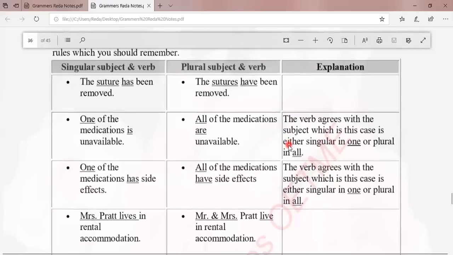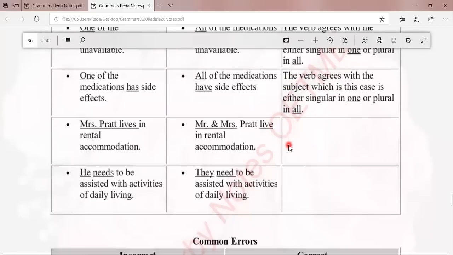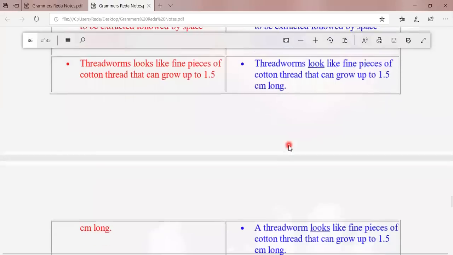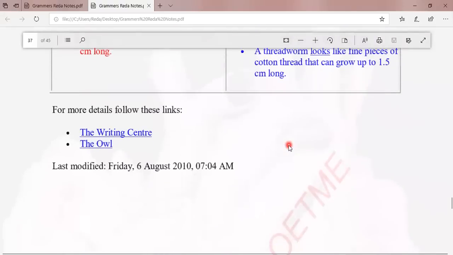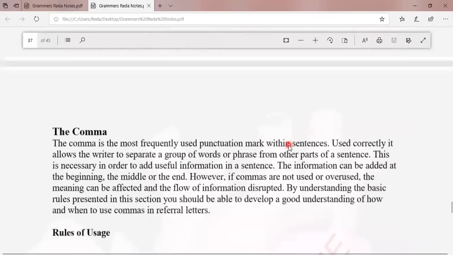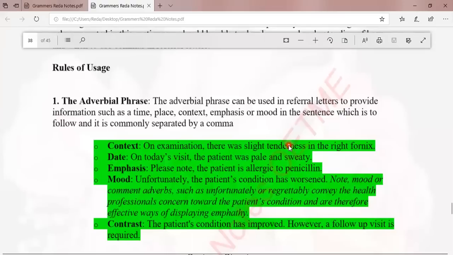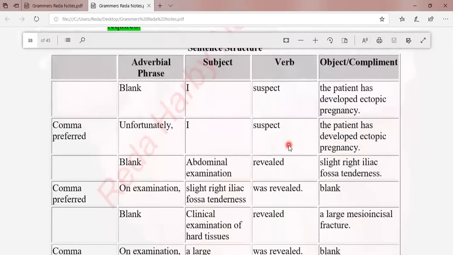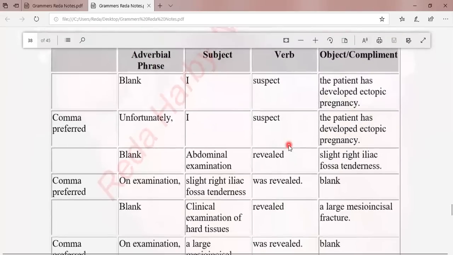This is for you to read how to count and make singular, plural, and vice versa. Okay, for now I have finished the writing orientation regarding the comma. Okay. Yes, very nice. On examination, comma, unfortunately, comma, I suspect examination revealed.